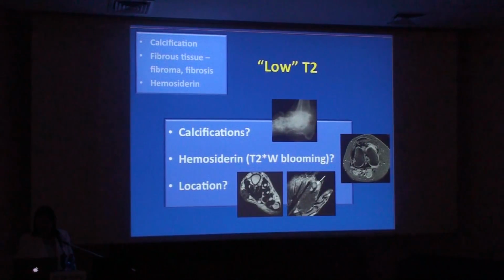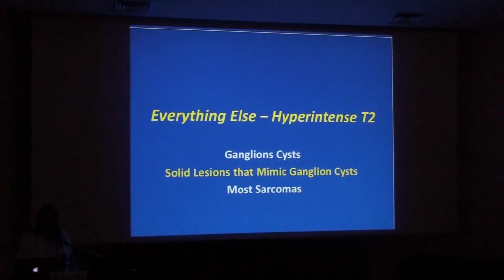Come back here. You can see it with the arrow. And that is a lesion, low T2 signal, fibrous lesion, or hemosiderin lesion arising off the tendon is a great look for a giant cell tumor of the tendon sheath. So location, not only where it is in the body, but where it is in relation to other kinds of anatomy.